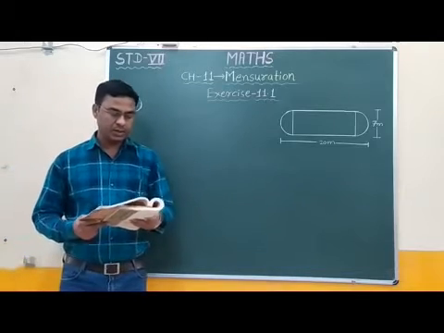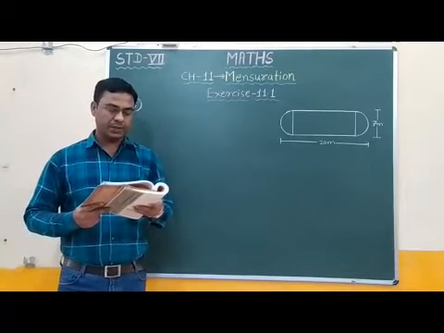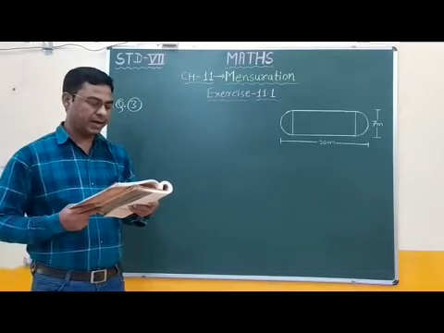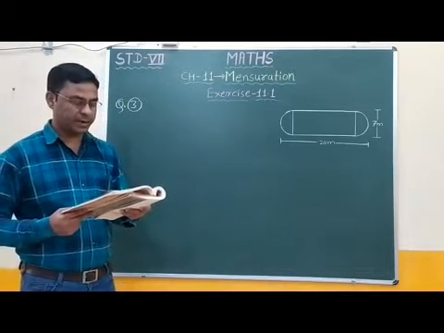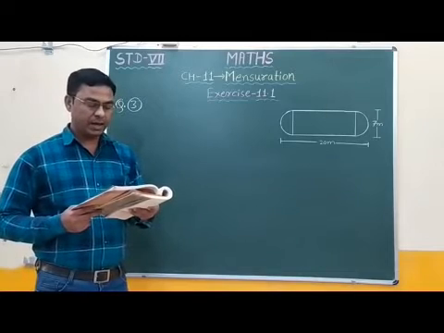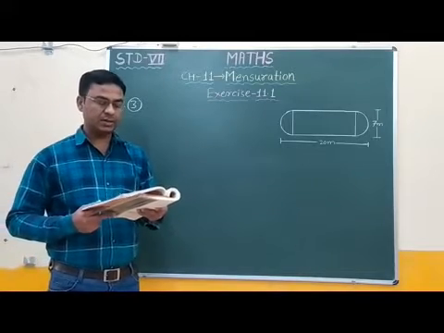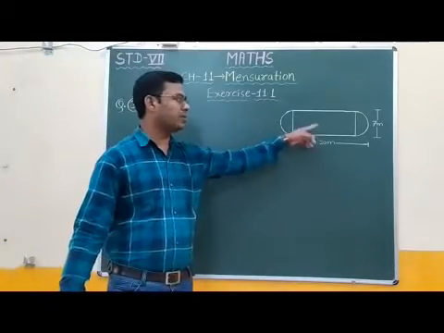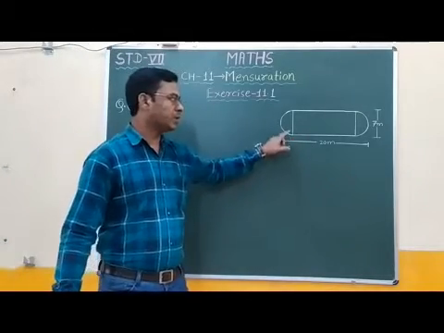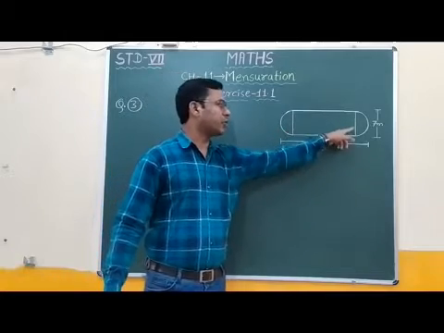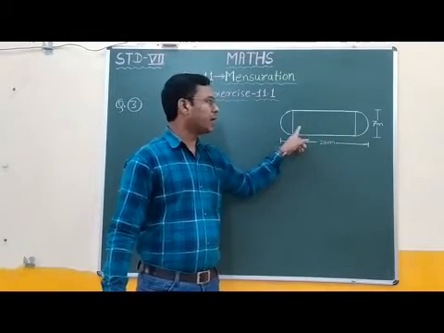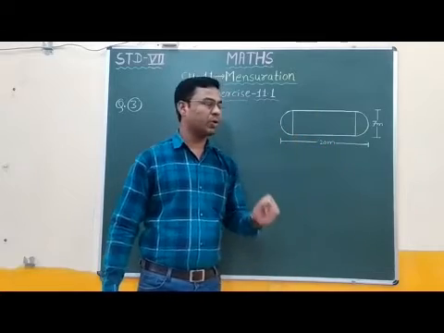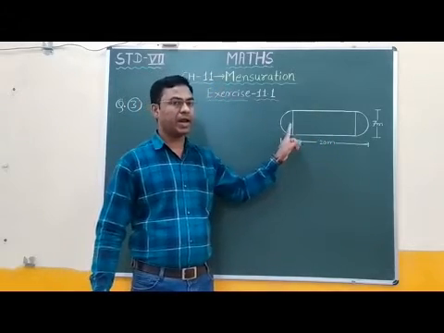Now the question is: the shape of a garden is rectangular in the middle and semicircular at the ends as shown in the diagram. Find the area and the perimeter of this garden. Students, in this question the figure of this garden is given. This garden is rectangular in the middle and semicircular at both ends, and we have to find out its perimeter and area.